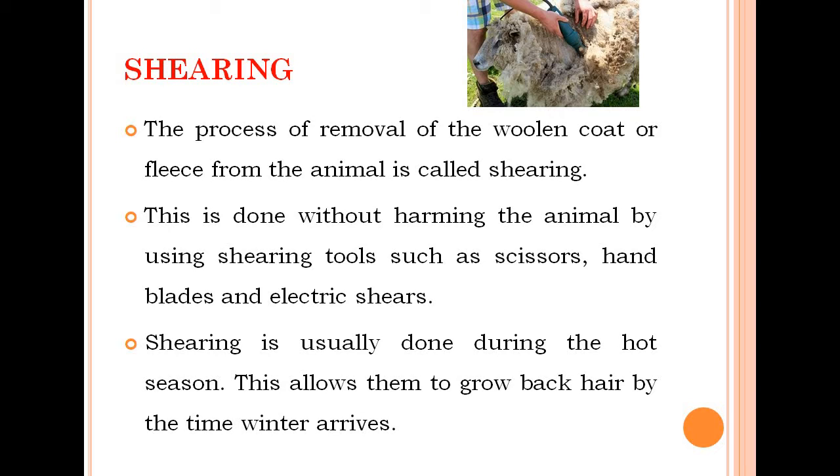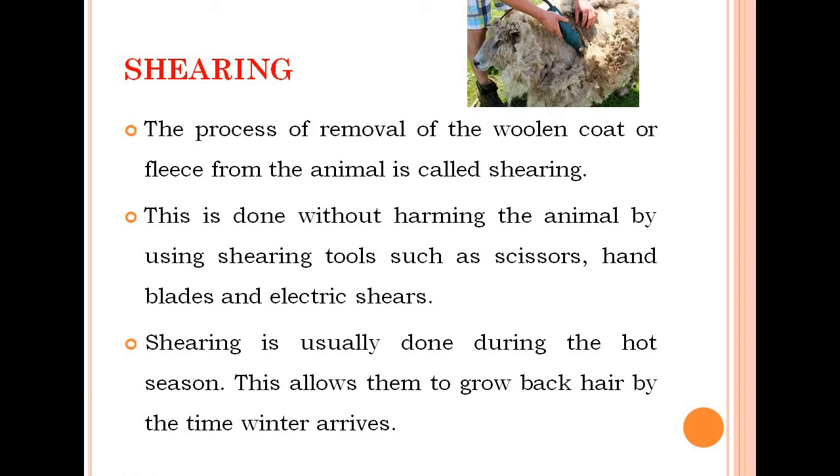Shearing is what? The process of removal of the woolen coat or fleece from the animal is called shearing. As you can see in this picture, what does the woolen coat or fleece mean? The outgrowth hair over the skin of the sheep is known as fleece. So this fleece or woolen coat is being removed from the body of the sheep, and this process is known as shearing.